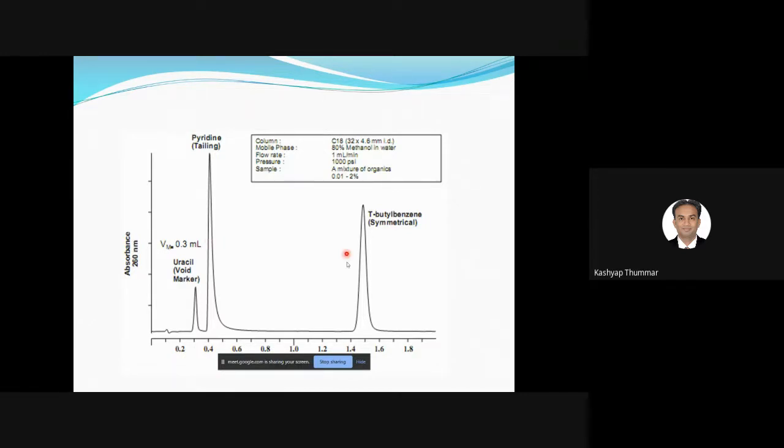And this is the t-butylbenzene. It has a perfectly symmetrical shape. Symmetrical shape means a Gaussian peak. If you divide the peak in the middle, both parts remain equal. So this is an example of a basic drug and a symmetrical peak shape.